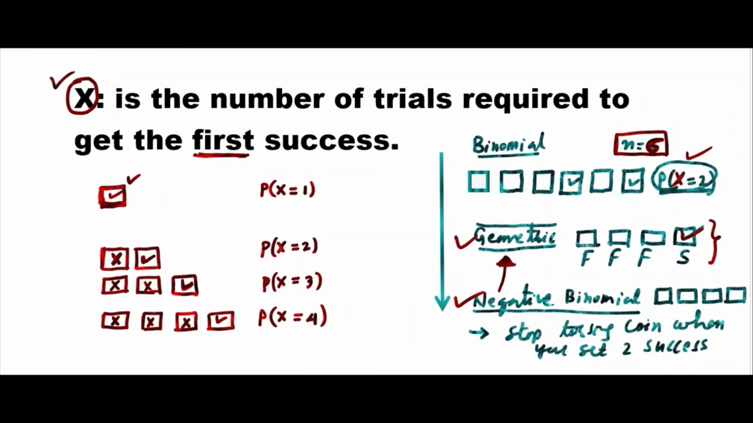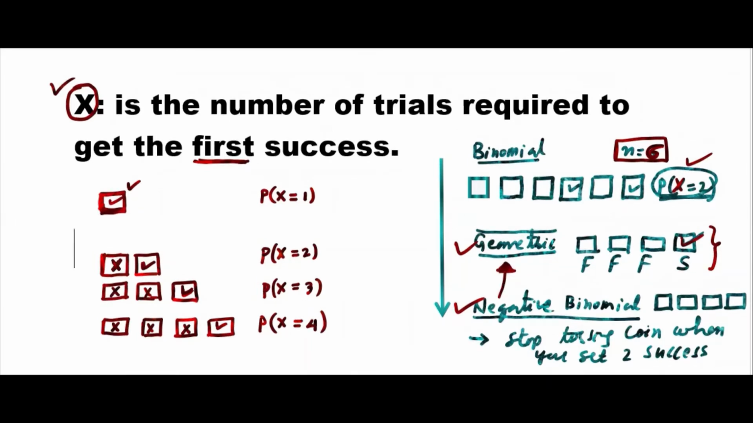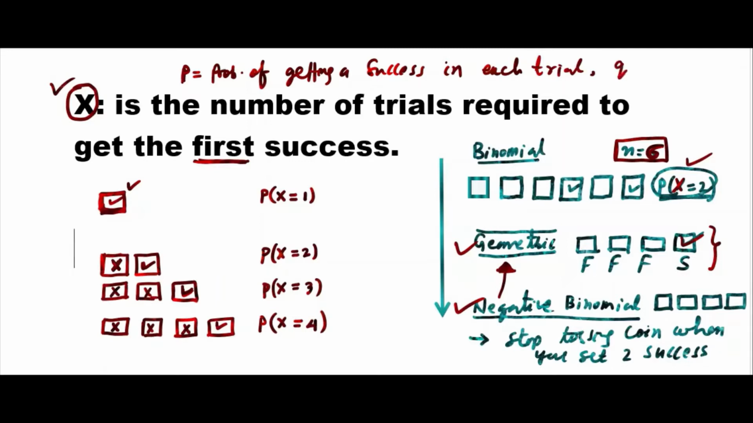Let me write 2 more things here. I can use small p, the same symbol, not the probability symbol. p is the probability of getting a success in each trial. This is p, and q is the opposite. q is 1 minus p, so p plus q is 1. This is similar to a binomial distribution.